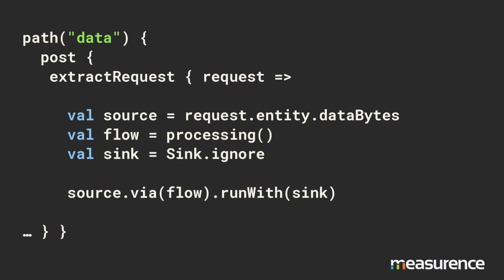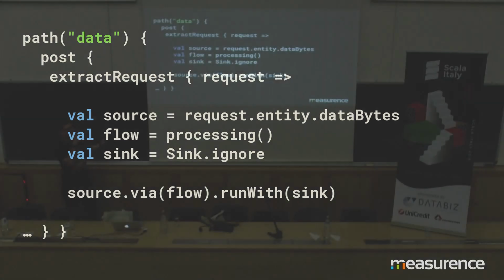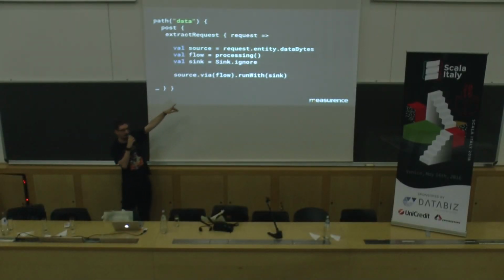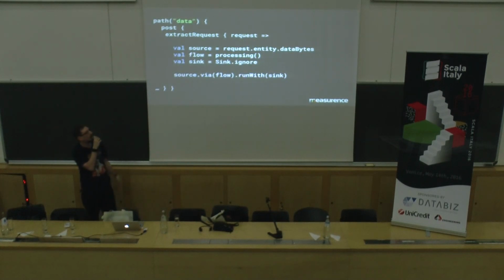And the nice thing about this route that is written with Akka HTTP is that the dataBytes object is a source object. So you can apply back pressure on it. And if you apply back pressure on it, it will apply back pressure on the network. And that was our main goal for this implementation.